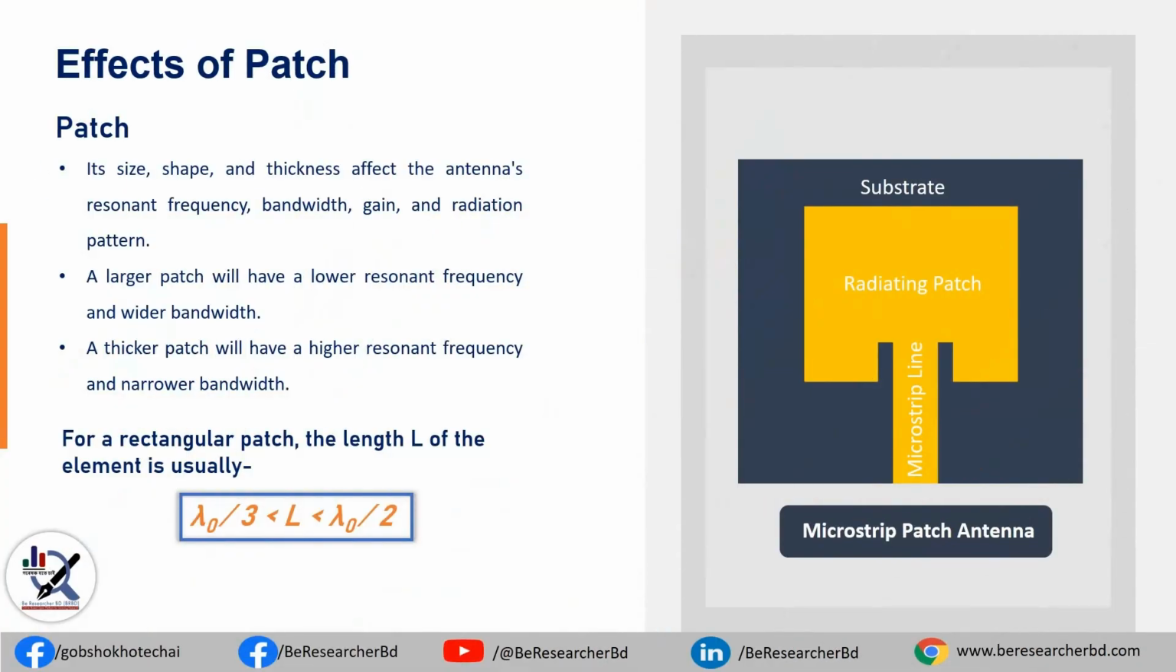Now, let's examine the effects of each element of the microstrip patch antenna. First of all, I will discuss how the patch affects the antenna performance. Well, a patch has an immense effect on the overall antenna performance. Its size, shape, and thickness affect the antenna's resonant frequency, bandwidth, gain, and radiation pattern. A larger patch will have a lower resonant frequency and wider bandwidth. A thicker patch will have a higher resonant frequency and narrower bandwidth. To radiate effectively, the length L of the element is usually less than lambda by 2 and greater than lambda by 3.